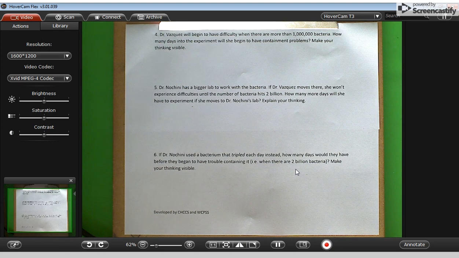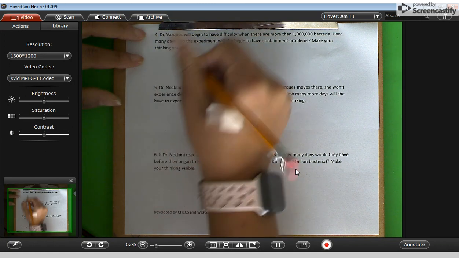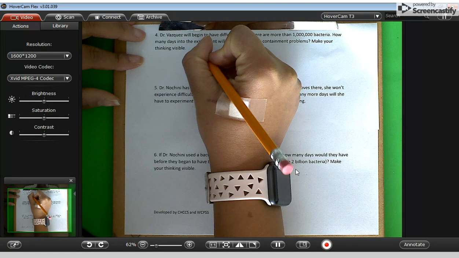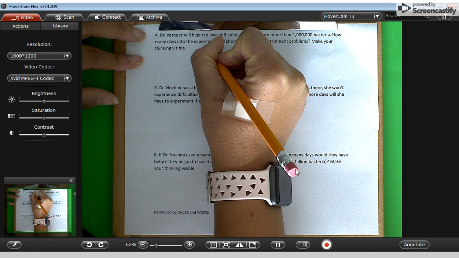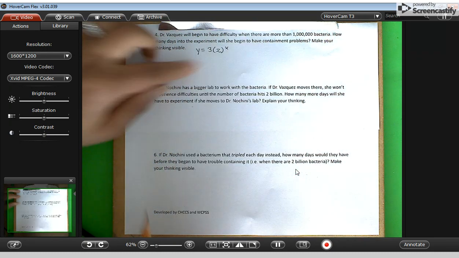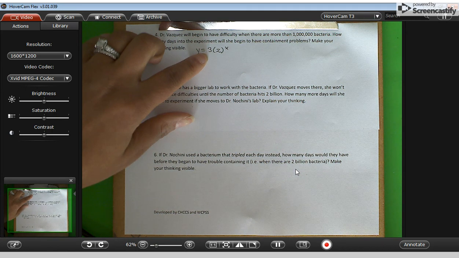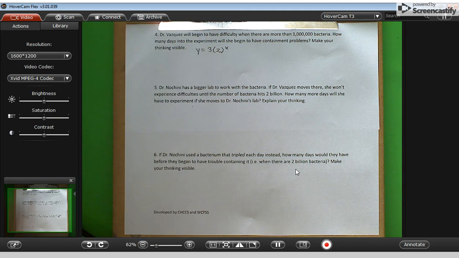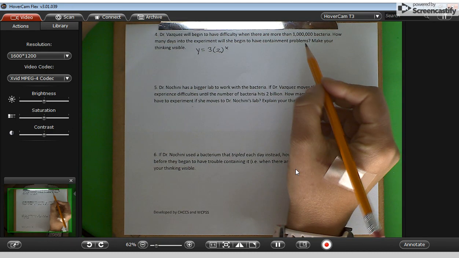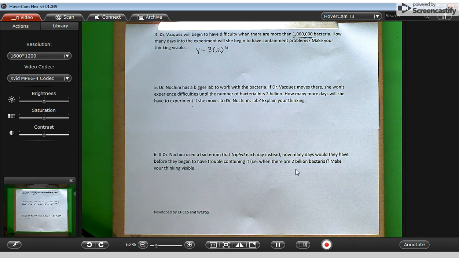Okay, so today we're working on problem number 4, and we started off with the exponential function y equals 3 times 2 to the power of x, where 3 was the starting amount in thousands, and 2 was the rate at which it was growing. And then in the problem, it told us the amount of bacteria that we want to have.